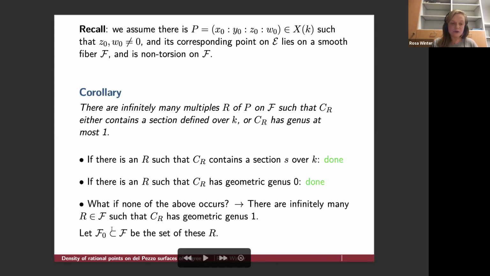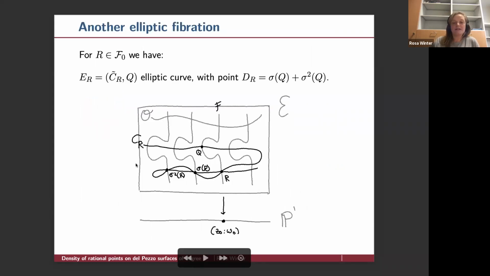And now we have a whole open set on my fiber of these points, and we call this set F0. So F is the fiber of the point P we started with, and for every point in F0, there is a 3-section which is geometrically integral of genus 1. So here I drew again the picture you saw before. For every point in this F0, I have this genus 1 3-section. If I take the normalization, I get a smooth genus 1 curve.